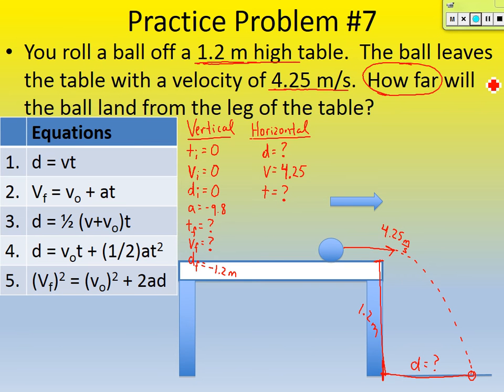Okay, so I went ahead and drew the picture, and I listed the vertical and the horizontal components of motion and all of their variables here. So hopefully you were able to do that on your own. Now let's go ahead and solve it.